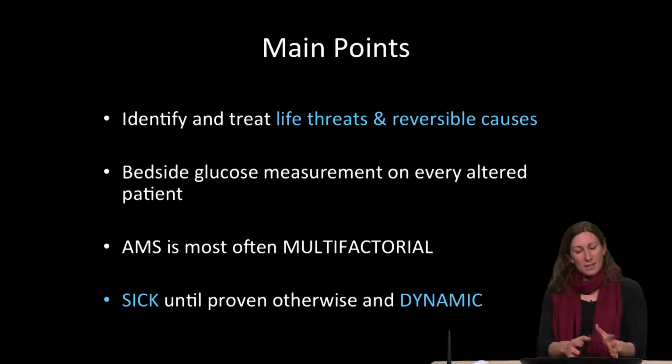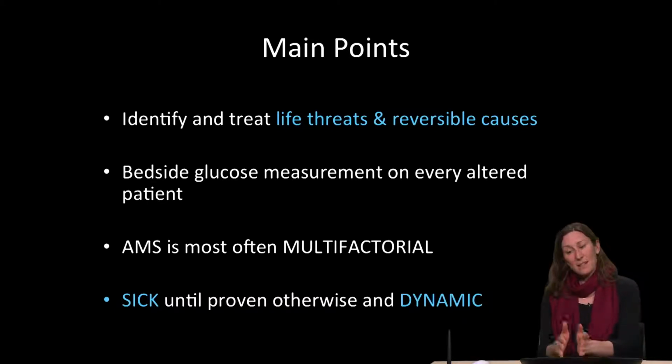So as I sum up this portion of the lecture, I want us to revisit really what I want you to take away from this. I want us to identify and treat the life threats and reversible causes of altered mental status. And you can see that in our initial assessment, we were able to actually treat an easily reversible cause and significantly improve the patient's clinical picture. We need to obtain a bedside glucose measurement on every altered patient.